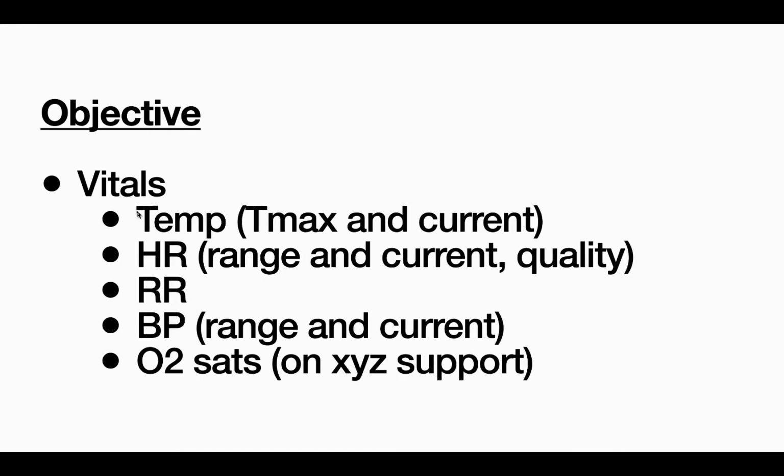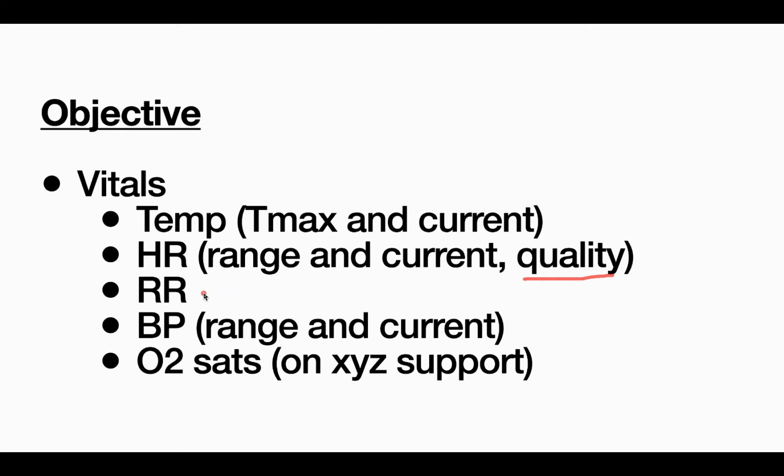So first we have vitals. So the key vital signs, you want to know about the patient's temperature. Usually I would want to know about the patient's max temperature overnight and then their current temperature. You want to know their heart rate, so the range, min to max, and then the current heart rate, and then their quality as well. So if they're in AFib and it's irregular, you want to note that. Otherwise, you can just say regular.